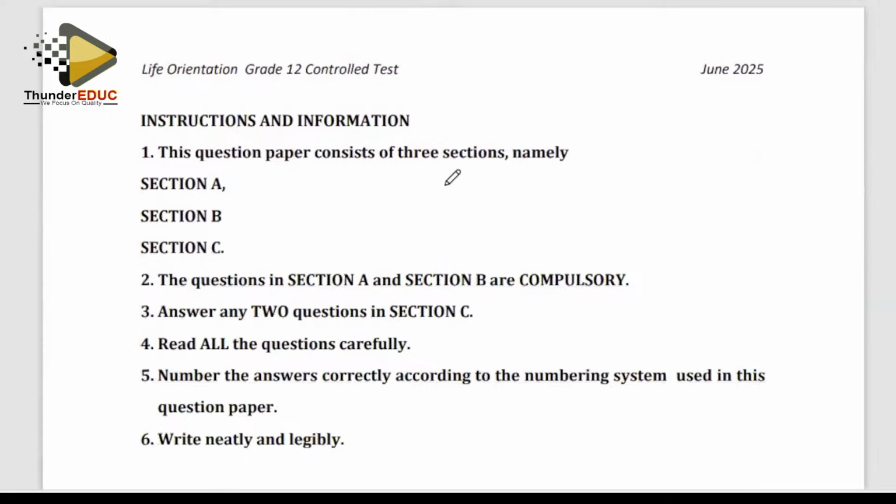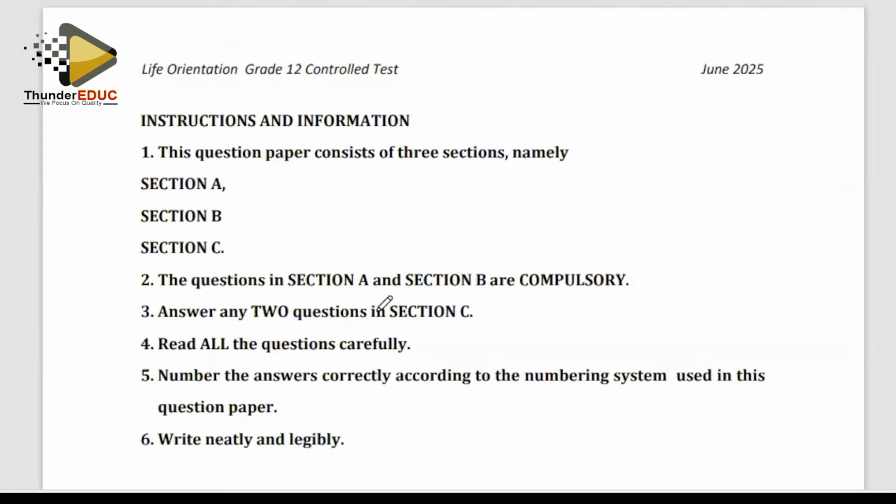So when it comes to life orientation, it consists of section A, B, and C. You must always bear in mind that section A and B are always compulsory. Then when it comes to the longer type of questions, which you find in section C, which are the essay type of questions, you'd only choose 2 questions.